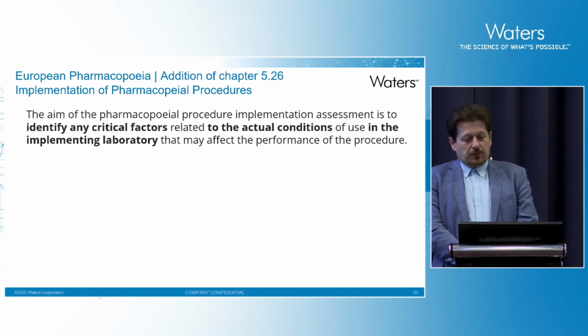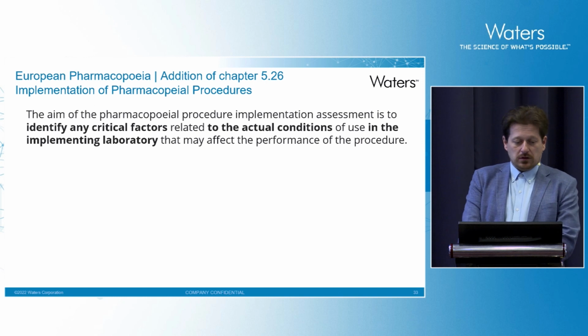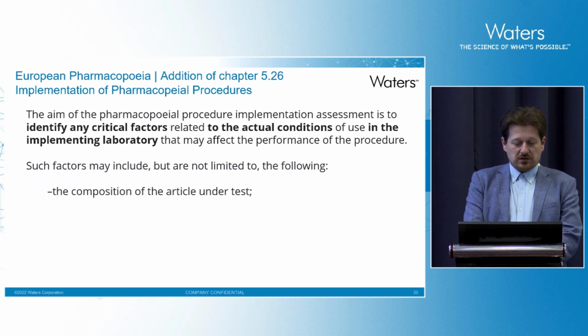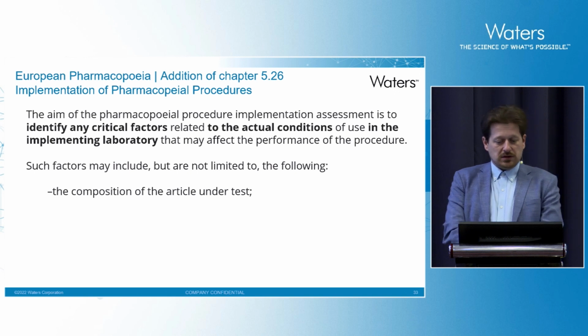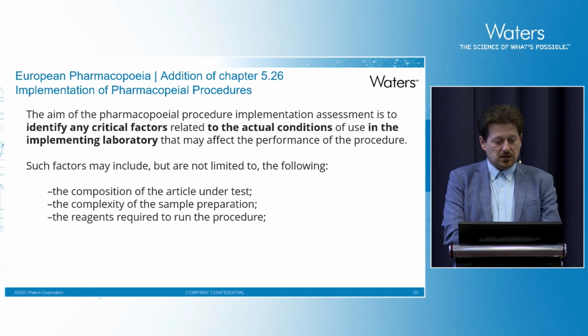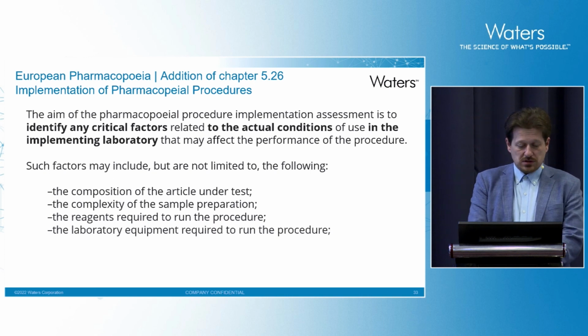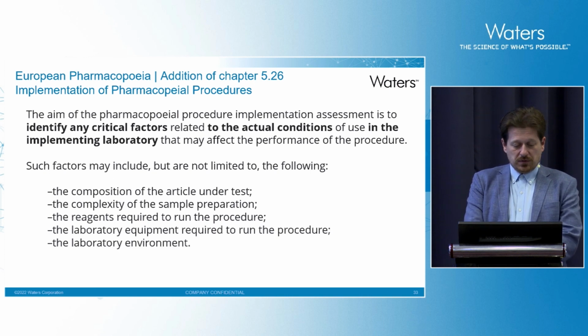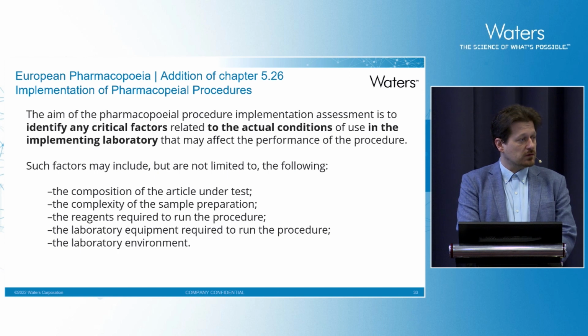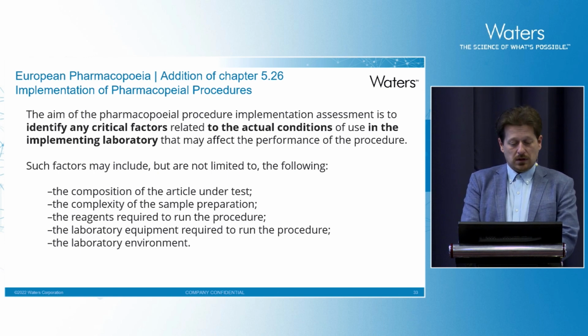Identify all the critical factors in the actual conditions when you implement the method. Which factors are it? The composition of the article under test, the complexity of the sample preparation, the reagents required to run the procedure, the laboratory equipment, the laboratory environment. Environment is not just the humidity, it's also the skill level, trained analysts, SOPs, everything, yeah, the complete picture.